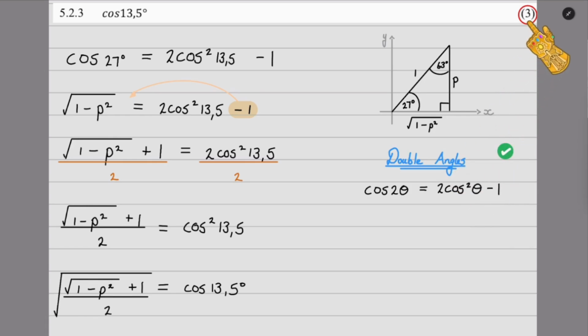Okay, let's have a look where our 3 marks are coming from. The first mark comes from using this double angle identity. The second mark comes from the substitution of cos of 27 into the double angle identity. And the last mark comes from your final answer.